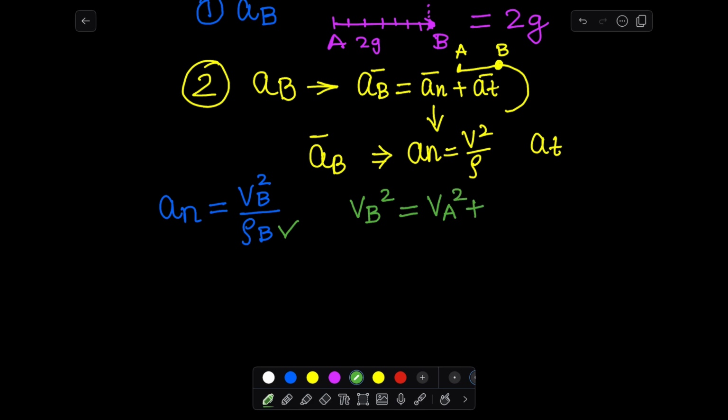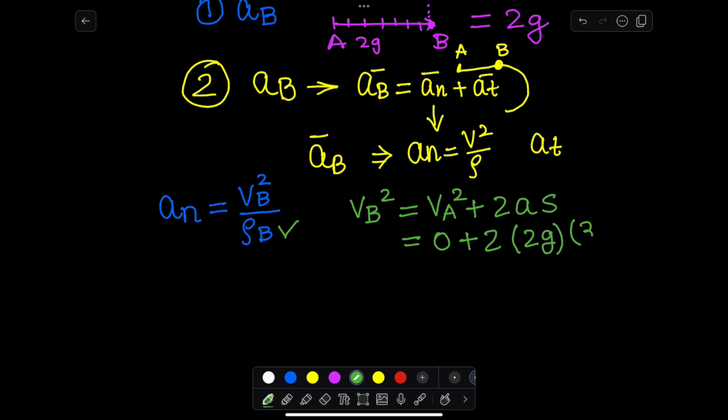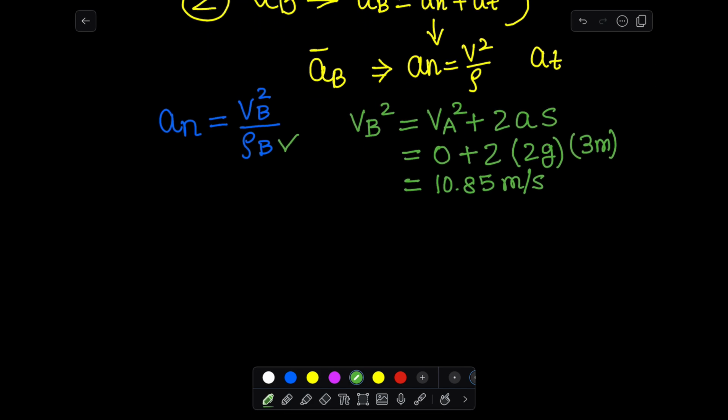We can easily find the velocity because it's a linear line, so we can write vb square is equal to the initial velocity square plus 2as. Further, you know that the particle starts from rest, so the velocity at point A is equal to 0, plus 2a, where acceleration is 2g, multiplied by 3 meter length, which is A to B. So our answer for the velocity is 10.85 meter per second at the point B.